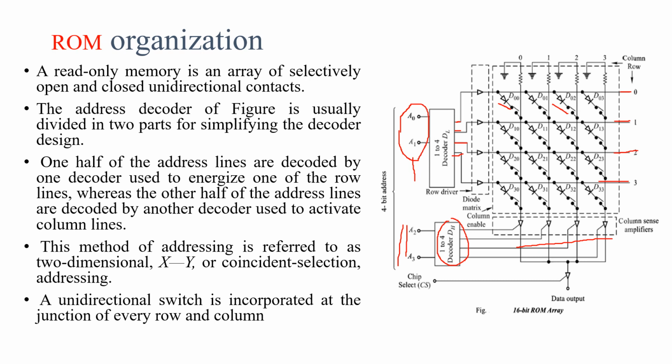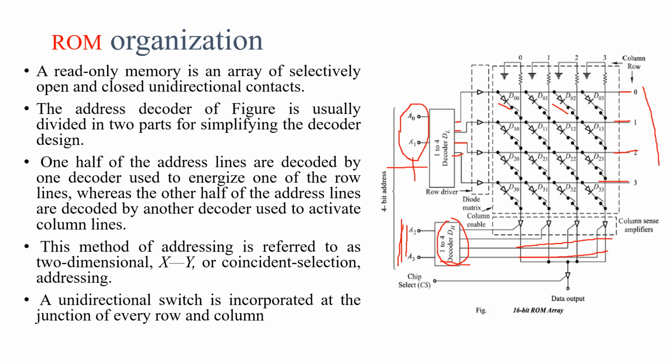Here the address decoder is usually divided into two parts for simplifying the decoder design. One half of the address lines are decoded by one decoder used to energize one of the 4 rows, whereas the other half of the address lines are decoded by this another decoder. These are used to activate these 4 columns. This method of addressing is referred to as two-dimensional or XY or coincident selection or addressing.